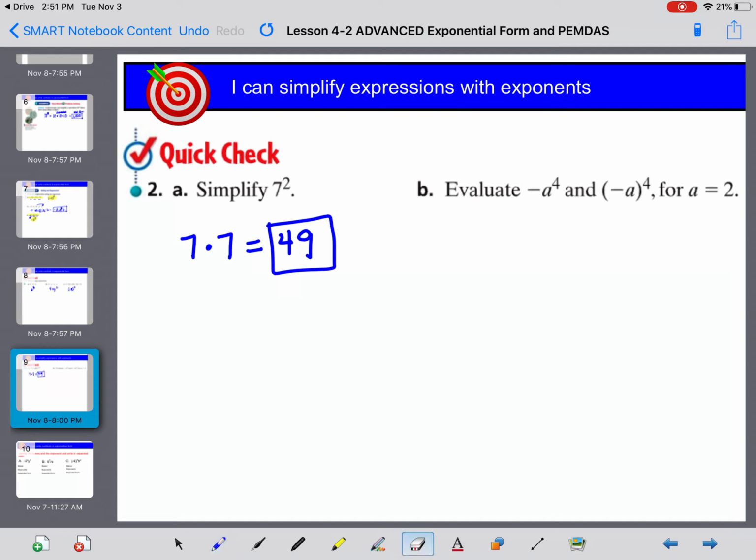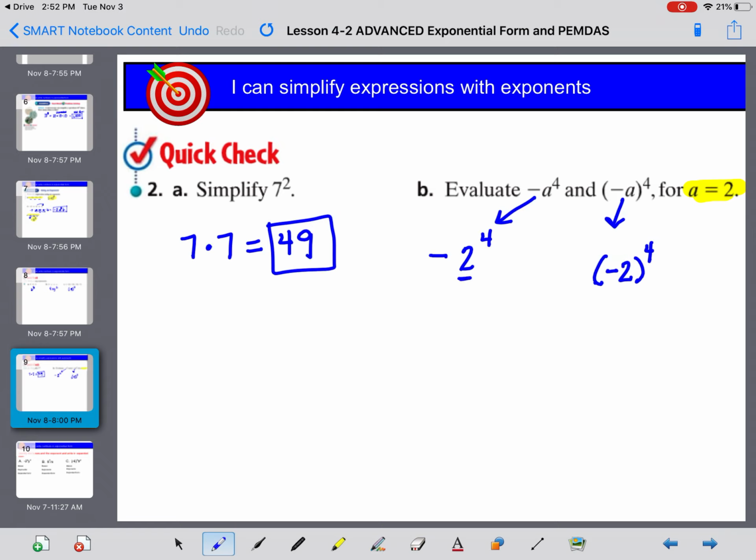Letter B is asking me to evaluate negative a to the fourth and negative a to the fourth in parentheses for a equals 2. So I'm going to substitute 2 in. The first one is negative 2 to the fourth. This one is with parentheses.